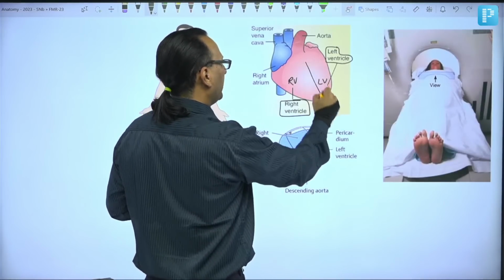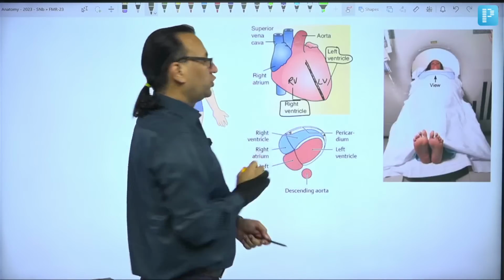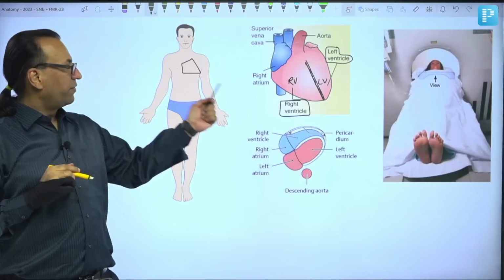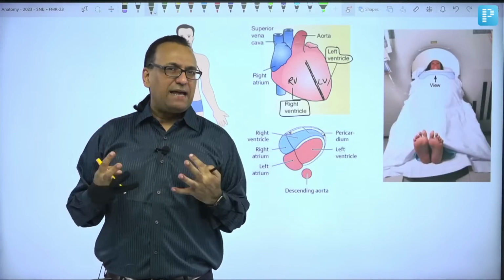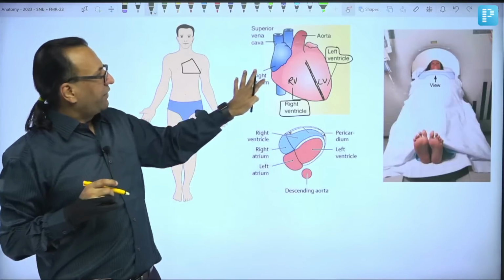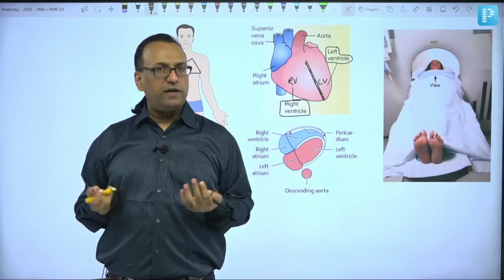And between the two you will have what is called the interventricular septum. So two ventricles can be seen from the front, right ventricle and left ventricle, but mostly it is the right ventricle. What about the left atrium? You cannot see the left atrium from the front view because most of it lies posterior. Then what about the right atrium?